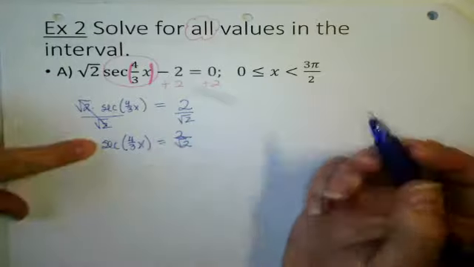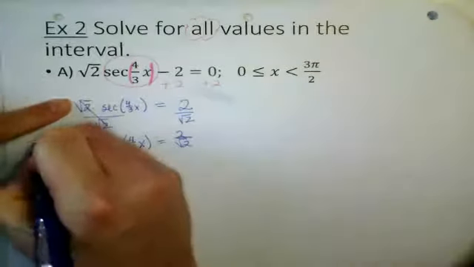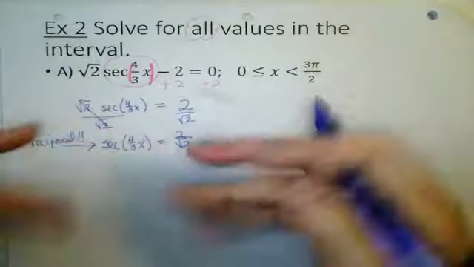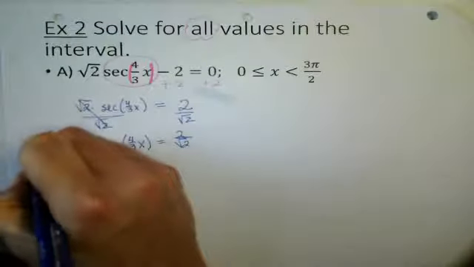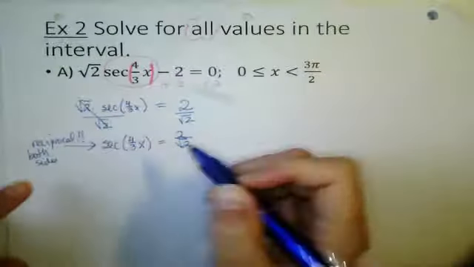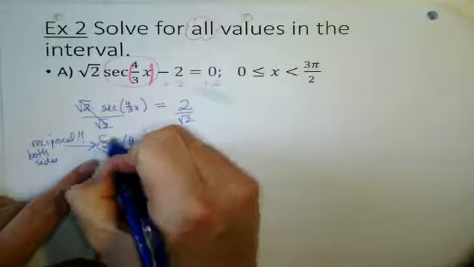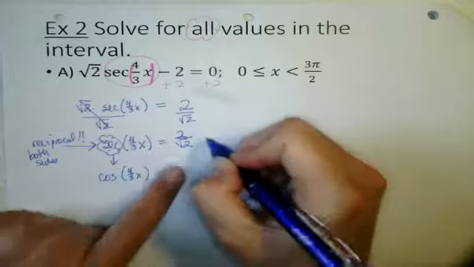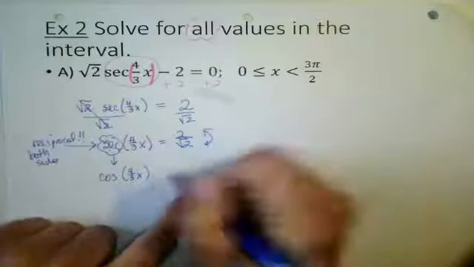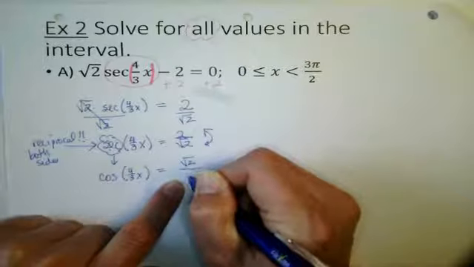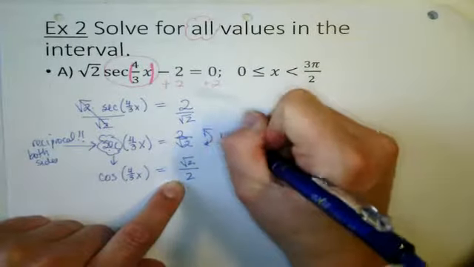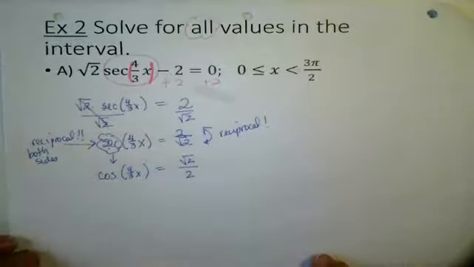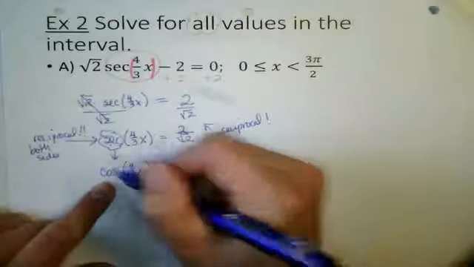All right, again, this is a reciprocal function, which doesn't really help me on my unit circle. So I'm going to go ahead and take the reciprocal of both sides. So the reciprocal of secant is cosine. And we're going to take the reciprocal of the right-hand side as well, which would give me radical 2 over 2. Okay, so we just took a reciprocal of both sides.